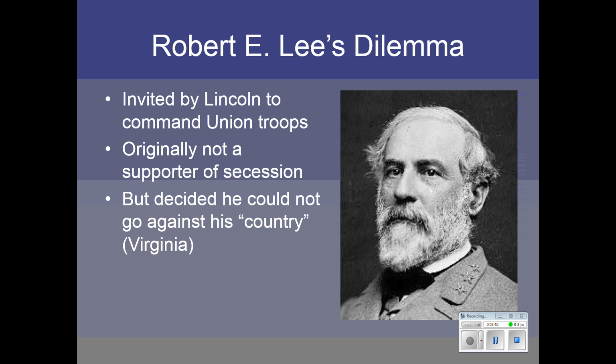And ironically, one of the effects of the Civil War is to change people's ideas of what the country was. We think of ourselves not as Michiganians, for example. We think of ourselves more as Americans. And that is to some degree a result of this war.